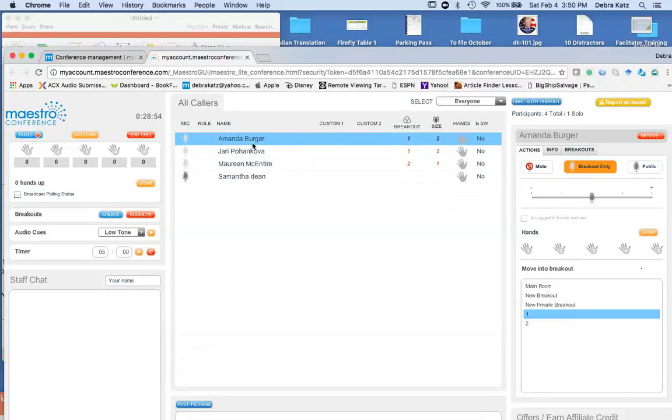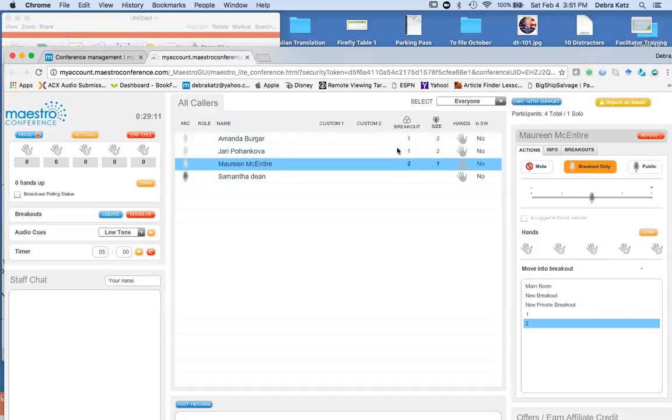So I'm looking for a couple different things. I want them all to be on breakout, but I know I wanted Amanda and Yari to be together. And so they're in room 1. And right now Maureen, because I left the room, she's in the room by herself, room 2. And so she's not going to be able to hear them. They're not going to be able to hear each other.